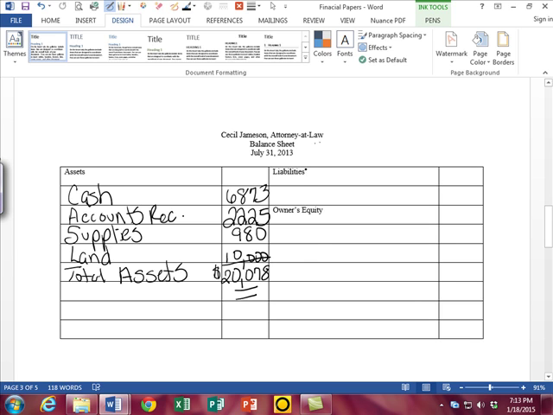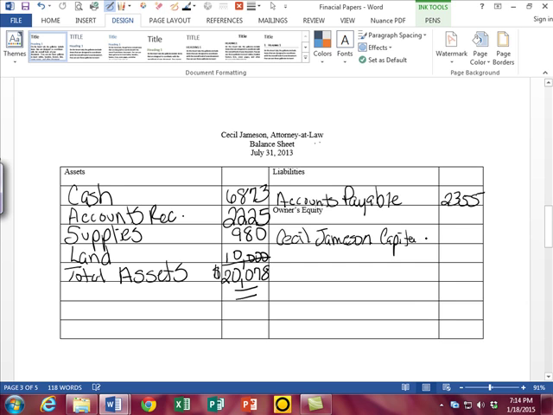All right. The next thing we need to do is find the liabilities. There's only one liability for Mr. Jameson, and that is the accounts payable. And that total is $2,355. Once we put that in, if we had multiple liabilities, we'd add them together and come up with total liabilities. But in this case, since there's only one, we're going to go ahead and drop down to the owner's equity.